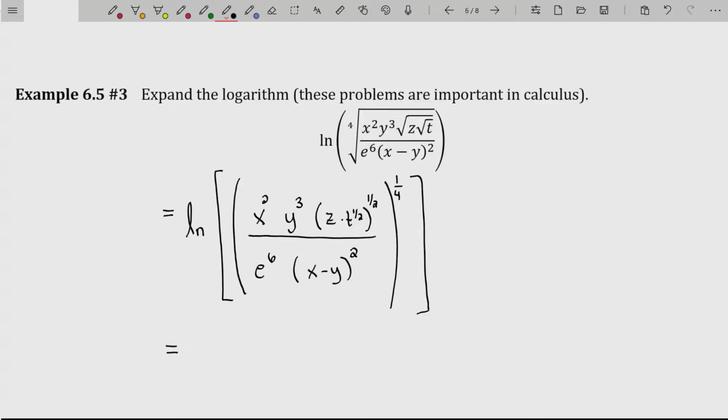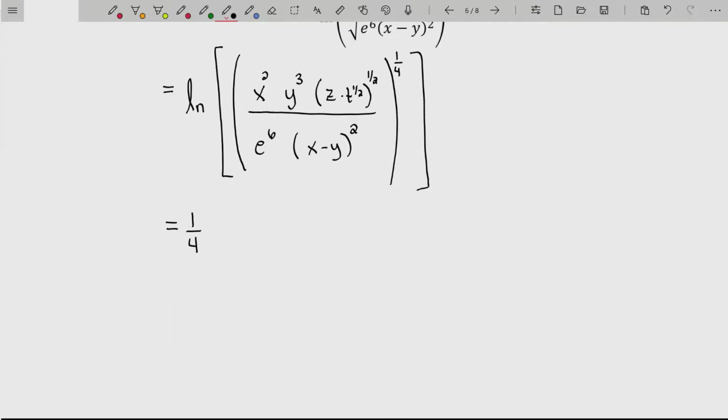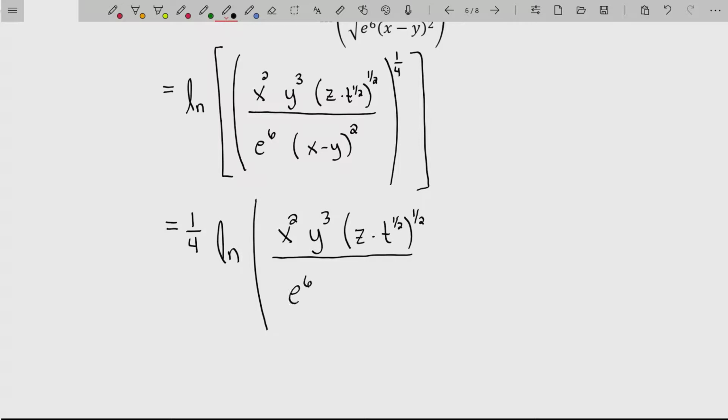So now I have 1/4, let me scroll up a little bit, times the natural log of x squared y cubed times the quantity z times t to the 1/2, and that is being raised to the 1/2. This is all over e to the 6th times x minus y raised to the 2nd power.